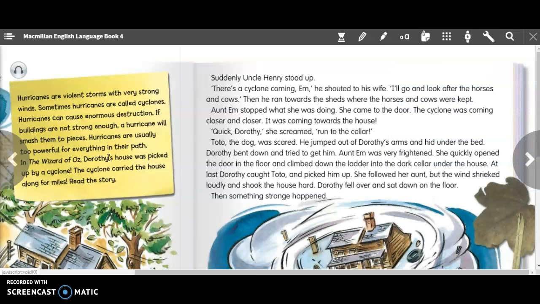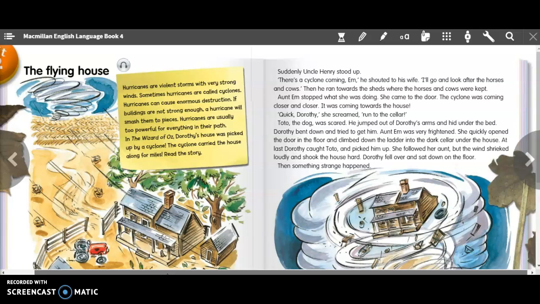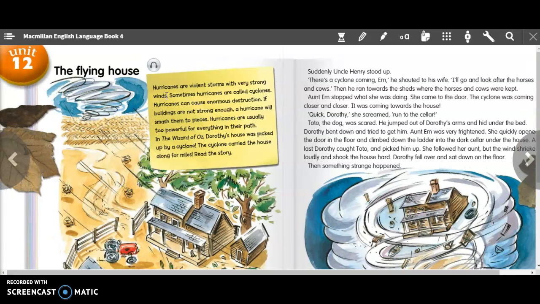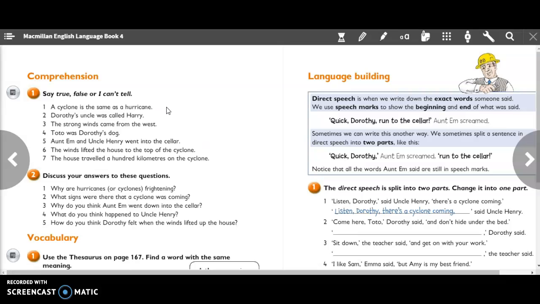So what do we do? We go back, and read this part again. Hurricanes are violent storms with very strong winds. Sometimes hurricanes are called cyclones. So this sentence tells us that these are the same things. They are the same because they are called either by this name or by this name. Just like in maths, sometimes we say block graph and sometimes we say bar graph. So this must be true.